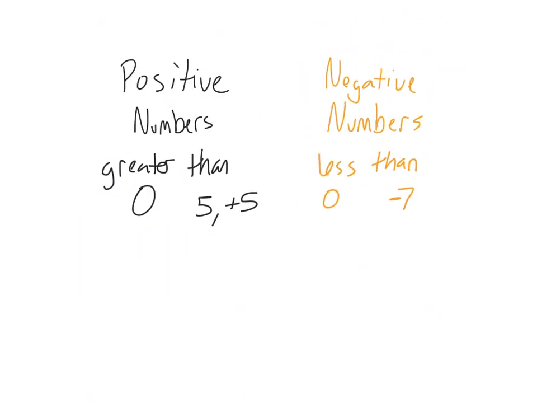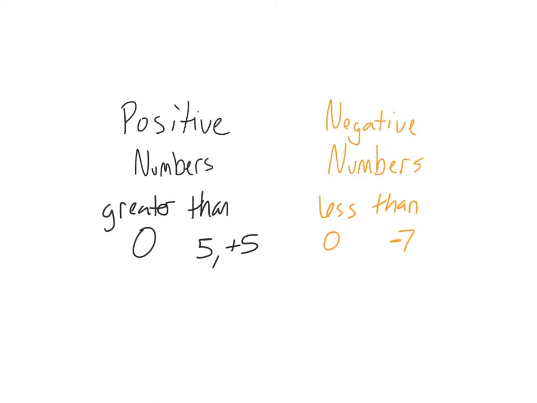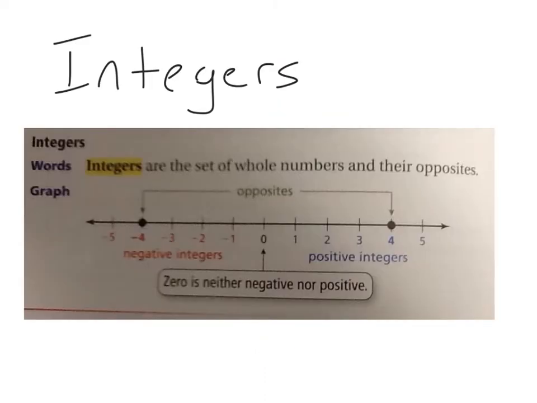And one more thing before we move on. We have positive numbers, we have negative numbers, and there's only one other kind. It's right in between them, and it is actually the number 0. Okay, 0 is neither positive nor negative. 0 is just 0.